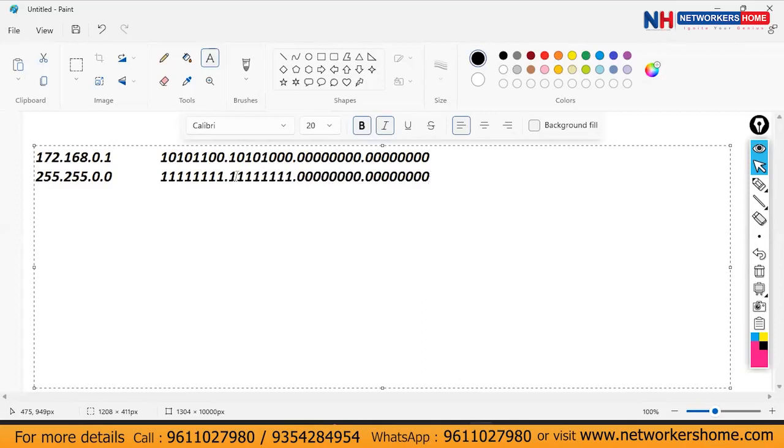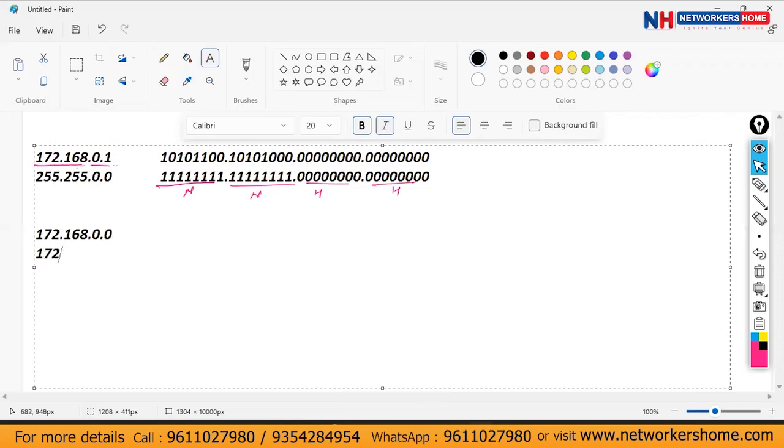Again, if we look at this address, we will come to know this is the network, and the 2 remaining octets are host. So if I want to write the first address, I know that my 2 octets are for network and 2 octets are for host. So I'll have to keep the 2 network octets constant, and my host part is going to change from minimum to maximum. So the first address would be 172.168.0.0.